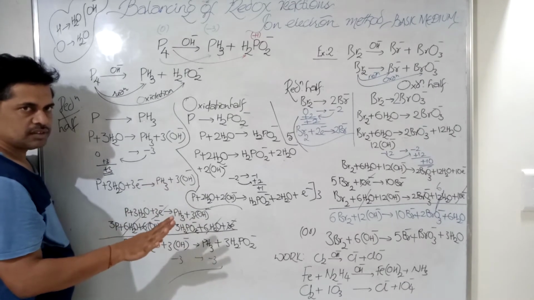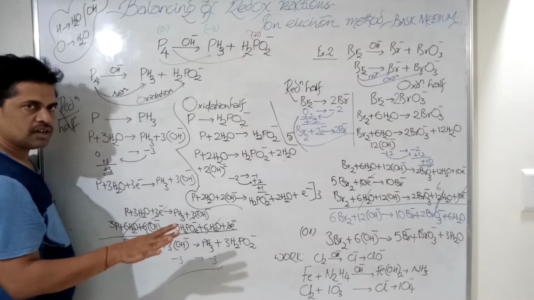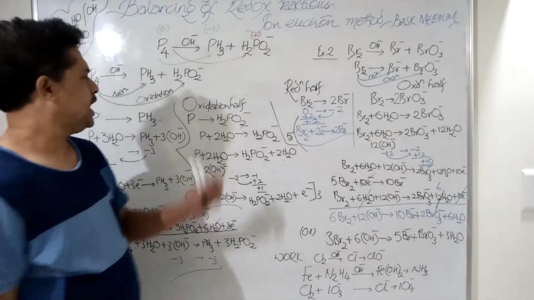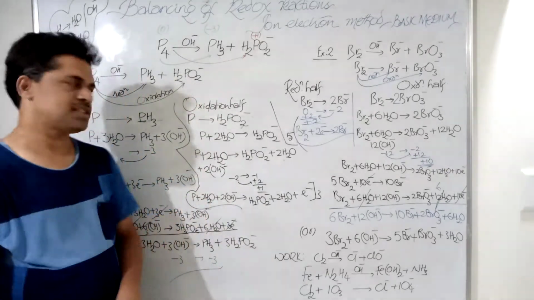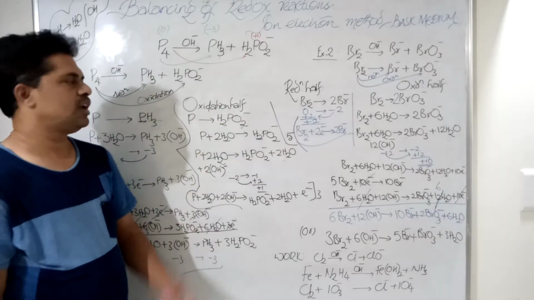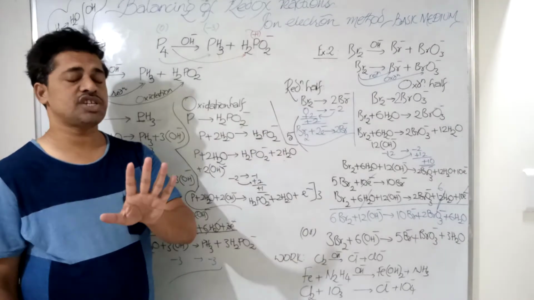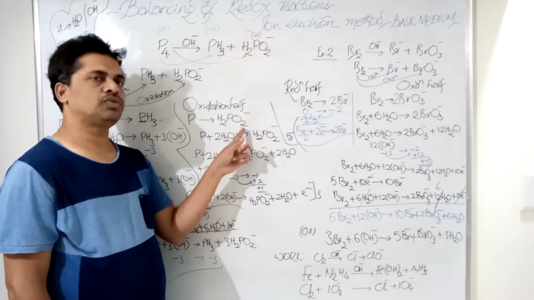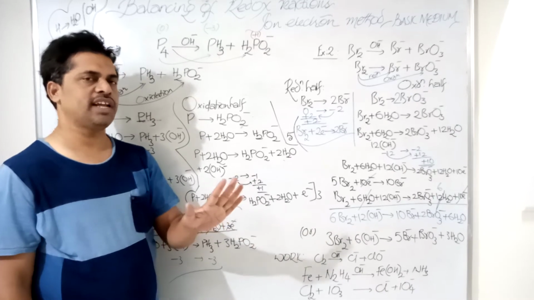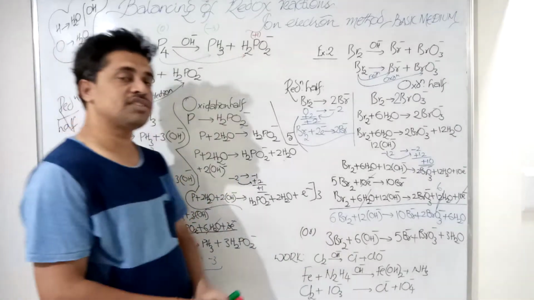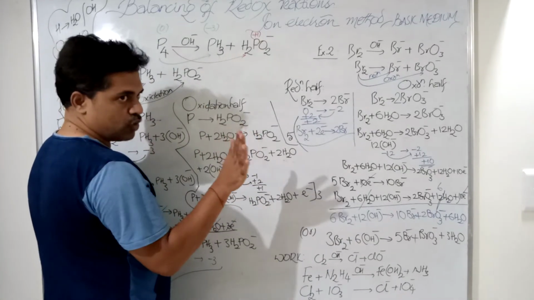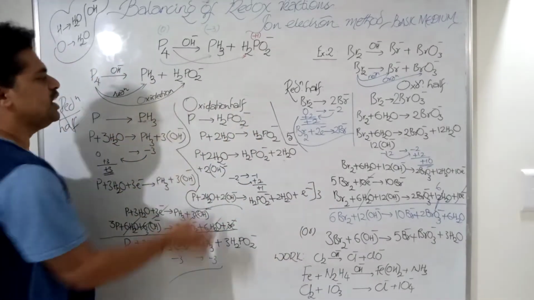Clear? Take a moment. Done. Next, the oxidation half: P gives rise to H2PO2 minus. Phosphorus is balanced. Next step is oxygen. For oxygens, just water molecules you need to add. O2, so 2 water. Relax, that's all. We are not doing any other things, because when you are balancing oxygens, you are just adding water. 2 oxygens are there, so 2 water. Now you are checking hydrogens.